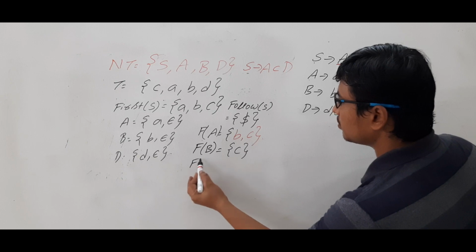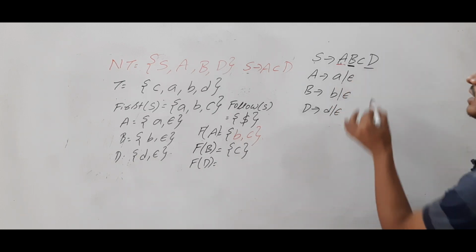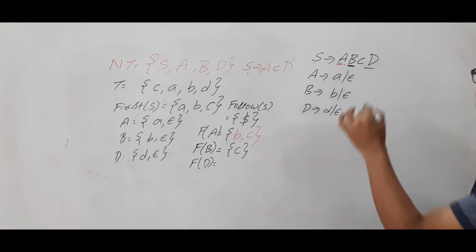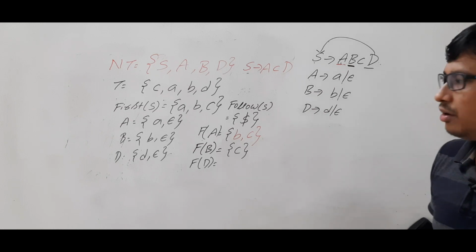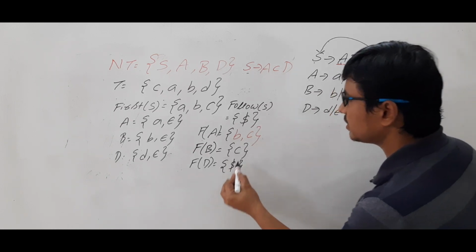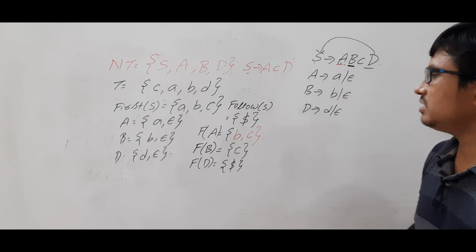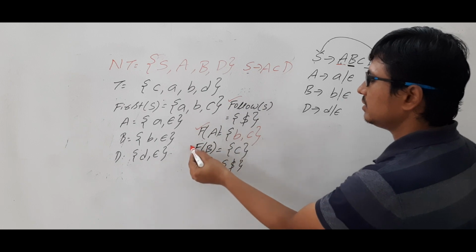Similarly, if I want to compute the follow of D, where is D there in the right hand side? Here it is there. After the D nothing is there. So follow of D is equal to follow of S. What is follow of S? Dollar. Is it clear?